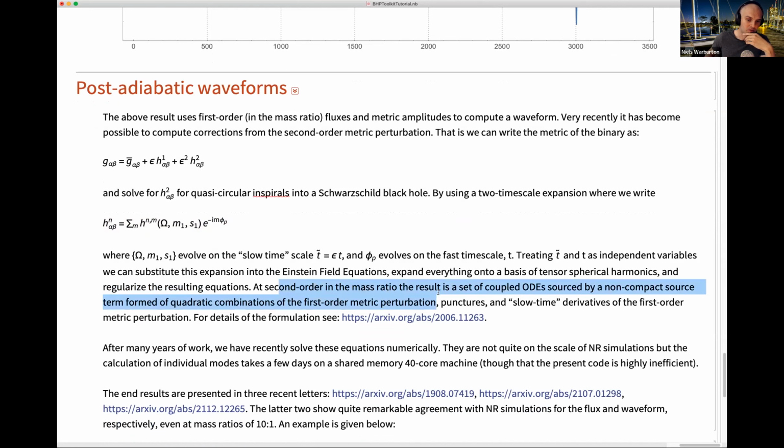In the end, though, what you're left with is a set of coupled ordinary differential equations sourced by some non-compact source, which is formed from quadratic combinations of the first order metric perturbation. So to compute second order things, you need data from the first order metric perturbation everywhere in the spacetime. This was again a motivation for building the toolkit, to make it easy to compute that data.